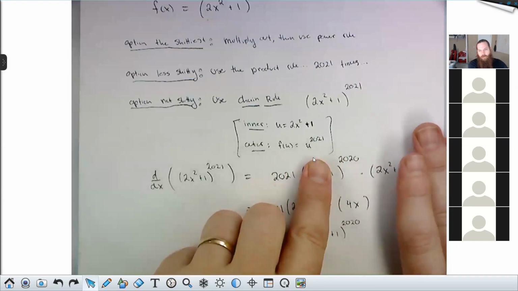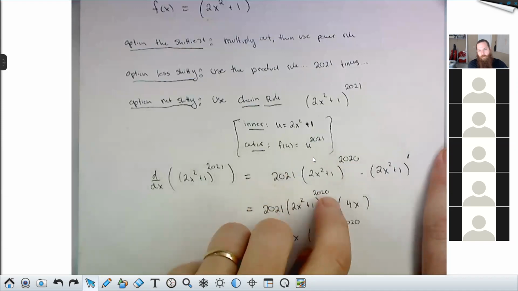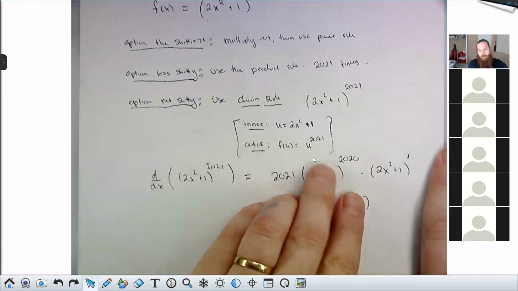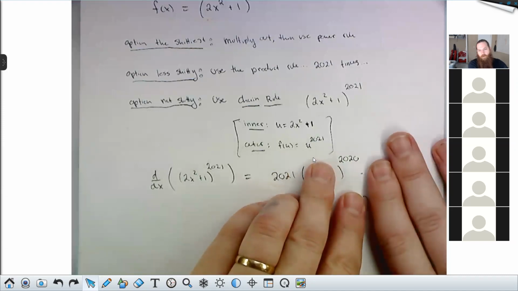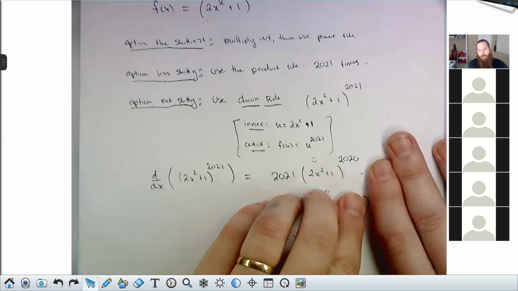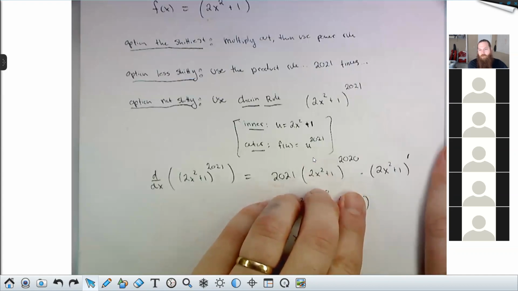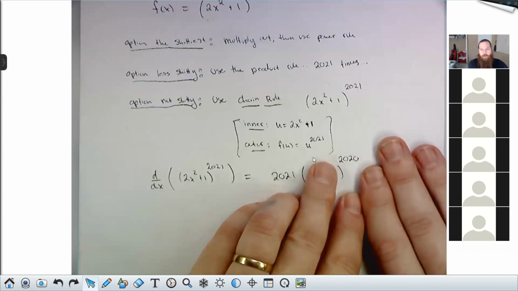And then I say, okay, well, I need to multiply by the derivative of my inner. That's what the chain rule does. So it's the derivative of the outer, leaving the inner alone. Here's the inner left alone. And then I need to also multiply by the derivative of the inner function. That's what the chain rule says. So do we all see this part?